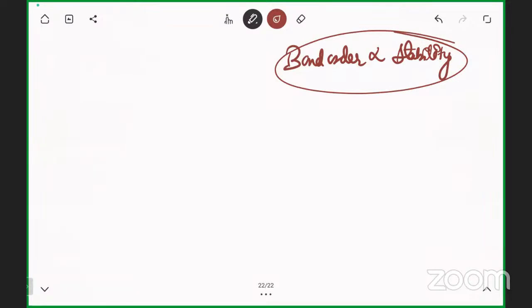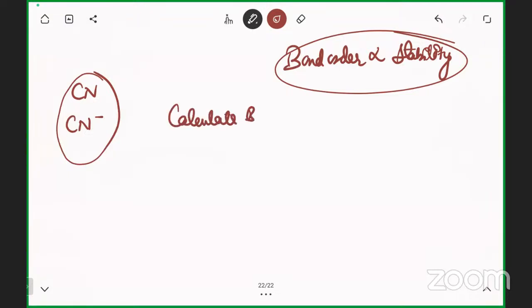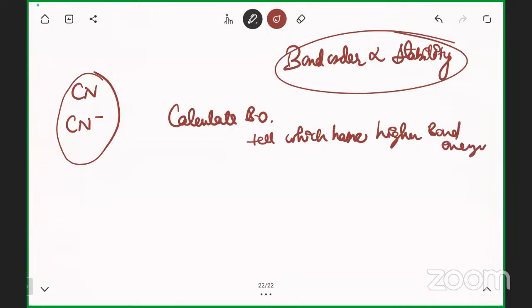Let me search for it. In case of CN and CN negative, in these two species, calculate the bond order and tell which has higher bond energy, higher bond length, and higher stability.